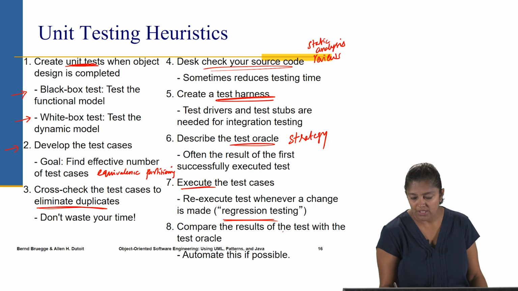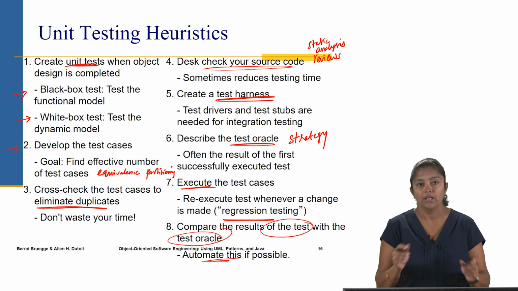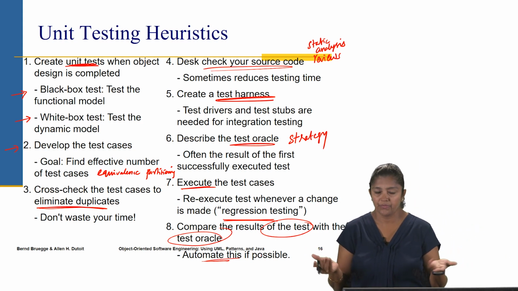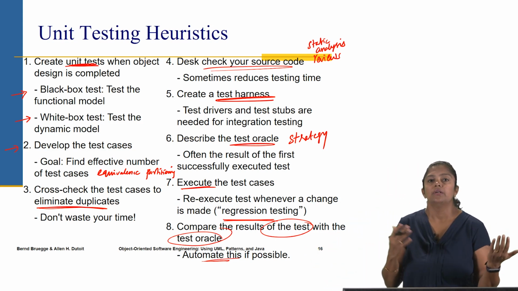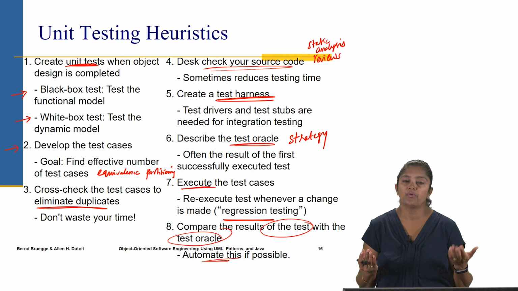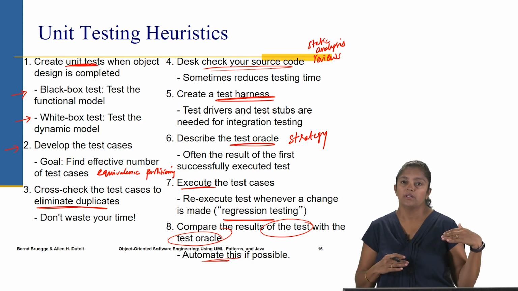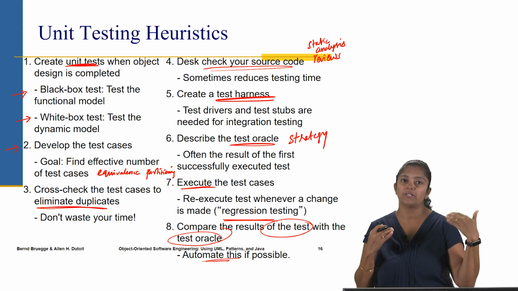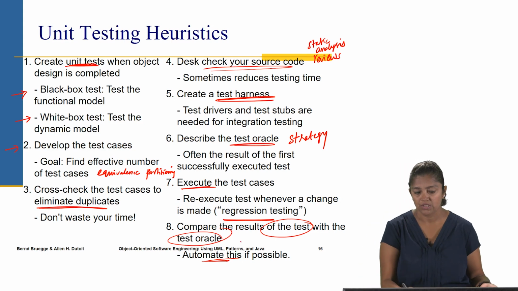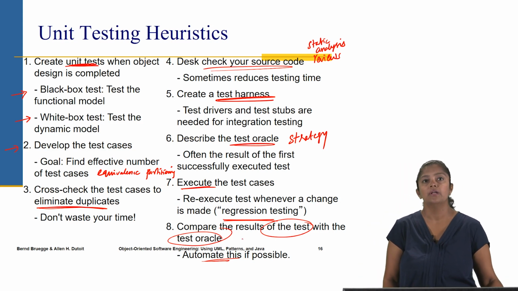And then compare the results of the test with the test oracle, and again this is automated as well. We'll look at JUnit, which does this automation, and it provides us a report of all the tests that succeeded and all of the tests that failed based on this comparison with the test oracle.